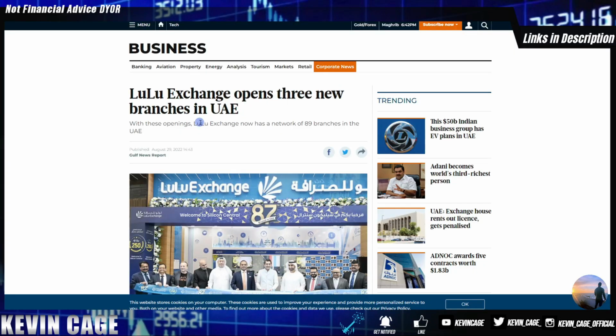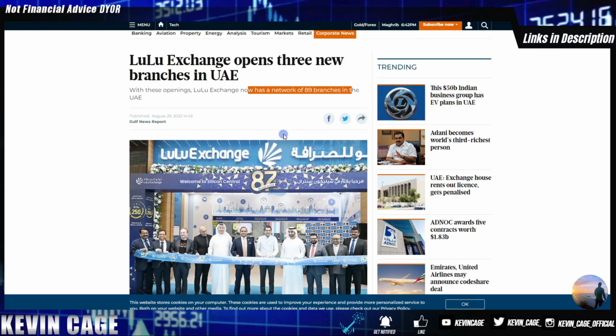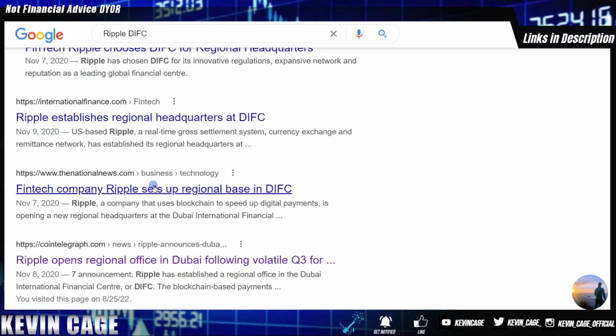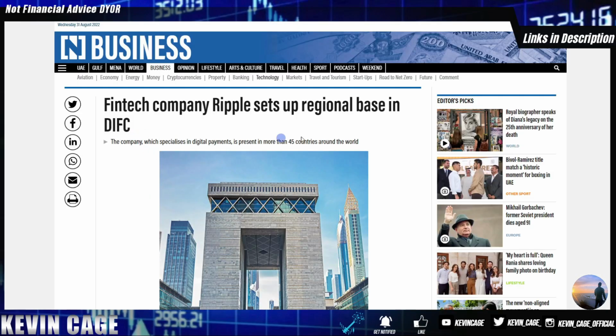We have Wrath Economy sharing. Lulu Exchange, a Ripple partner, opens 3 new branches in the UAE. Now has a network of 89 branches in the UAE. And every time I see the UAE, I do think of Ripple's regional headquarters based in Dubai and this financial center, DIFC.